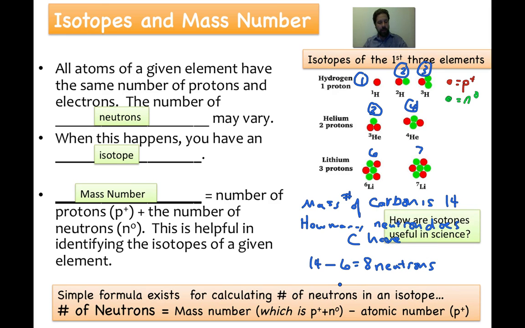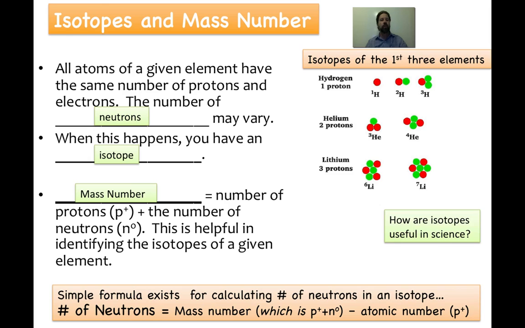Okay. Last thing I wanted to mention is why are we learning this? How are isotopes useful in science? Well, a lot of isotopes give off energy. They're unstable. And the ones that are unstable, we tend to use those because we can detect that energy in our efforts to do something.